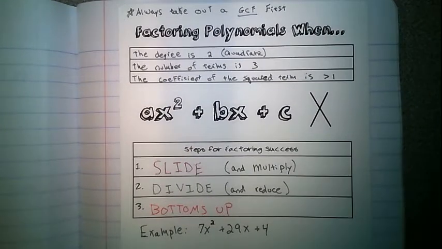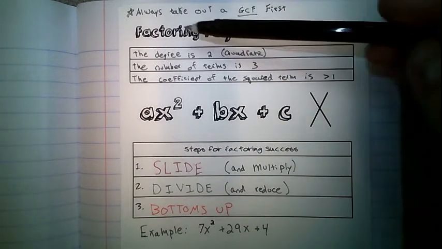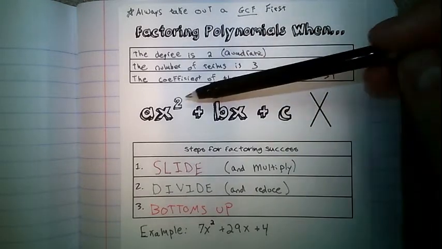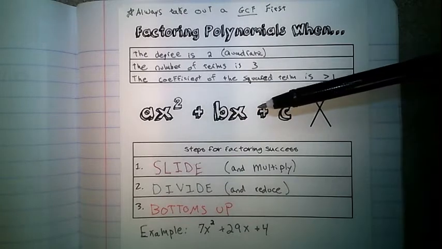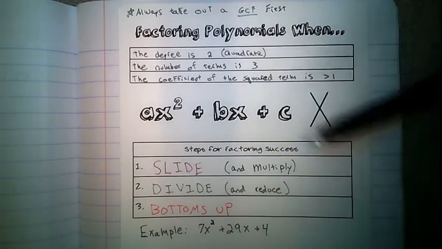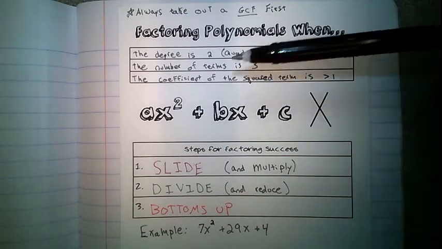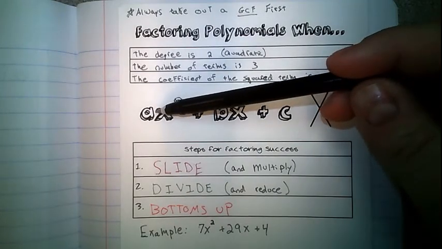If you pause the video so you can write down these notes, the steps for factoring polynomials. We use this strategy when the degree is 2, which means it's a quadratic. The number of terms is 3, so it's got 1, 2, 3 terms. And the coefficient of the squared term is greater than 1.